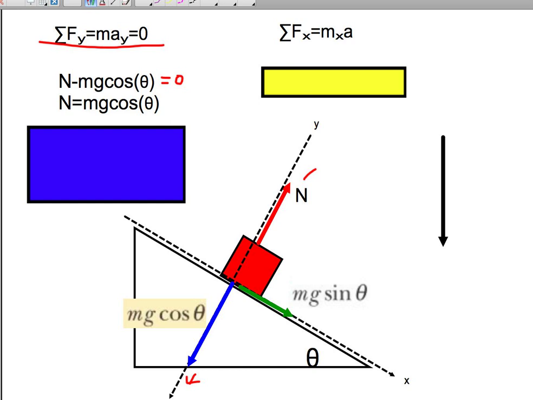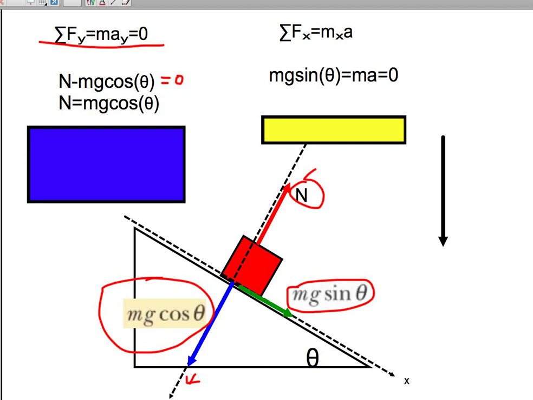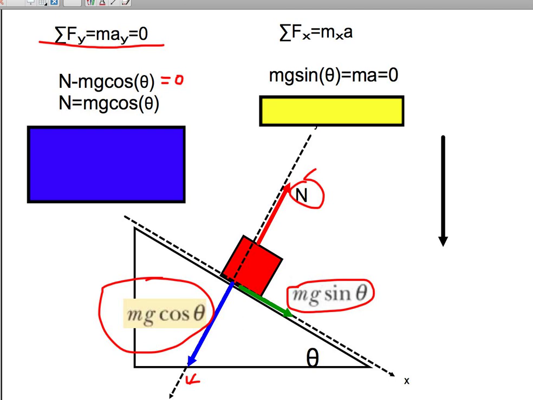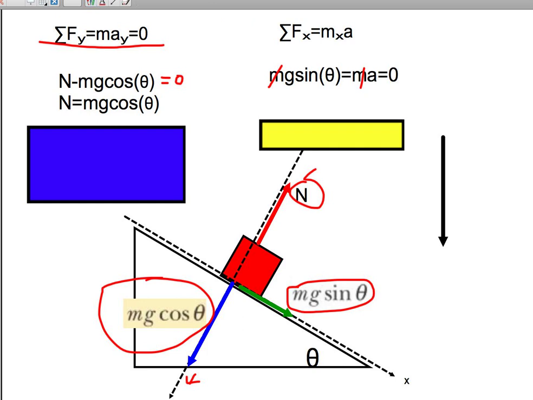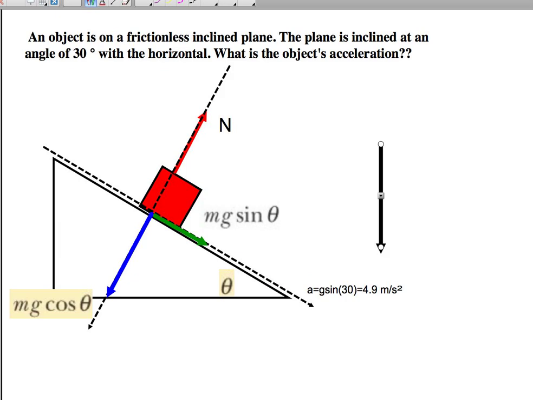Along the x direction, all the forces in the x direction add up to ma. Now, there's only one force in the x direction, here it is: mg sine theta. So that has to equal ma. So what happens here now is that the masses cancel, and therefore you can see that a, which is the acceleration down the plane, is equal to g sine theta. So this summarizes it, a is equal to g sine theta, and these are the forces.